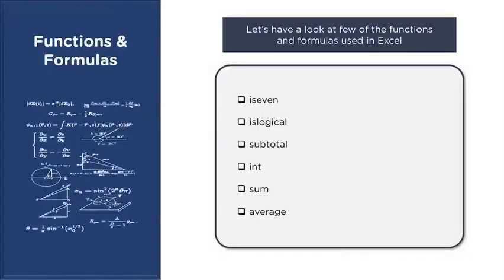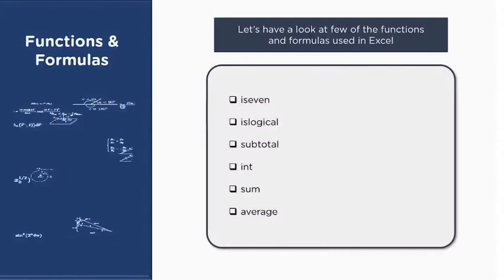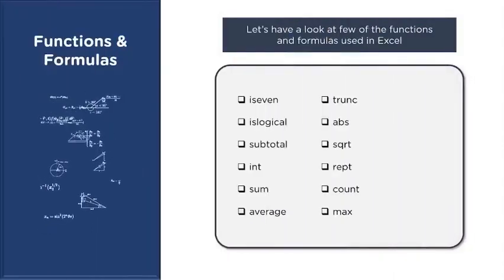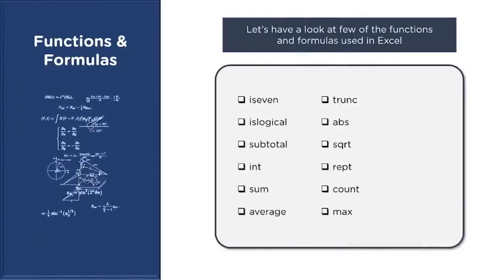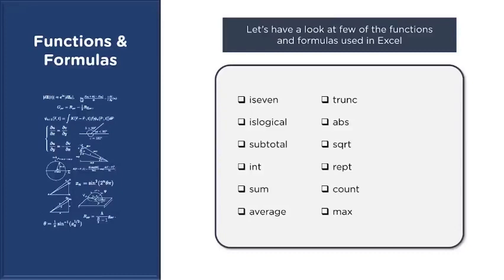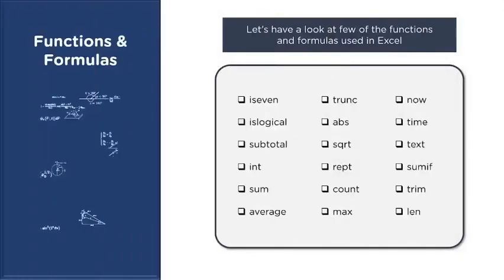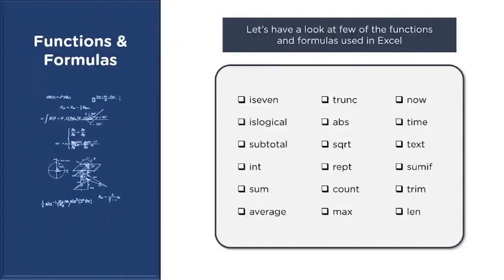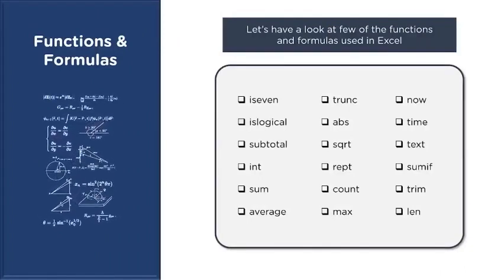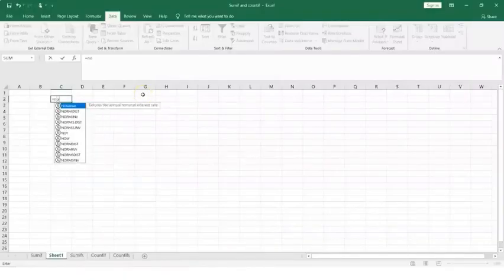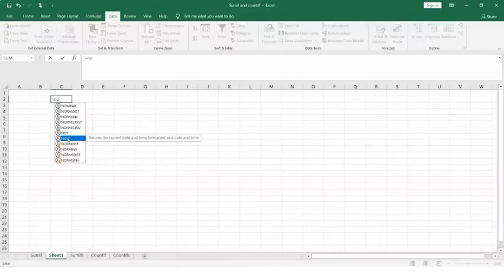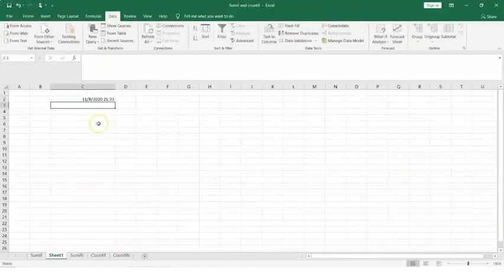You have many other such functions such as integer, sum, average. You may be interested in working on truncating some data, getting the absolute value, getting the square root, basically getting a count or getting a max value. You can look for any particular functions within your Excel sheet. Now you also have other functions such as now or time. For example, let's look at the now function. So I can search for now, and here it is. So this returns the current date and time formatted as a date and time. So this is the function which we would want to use.